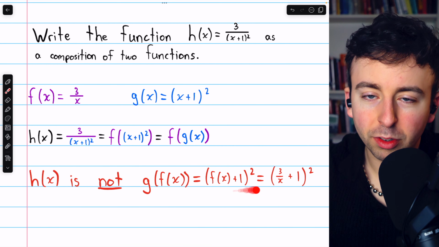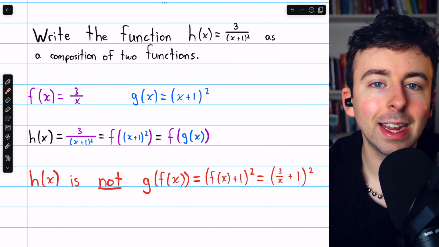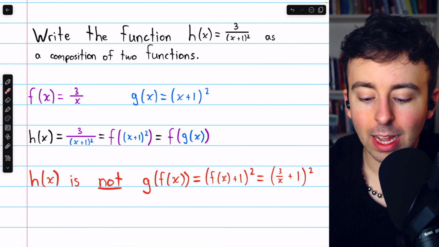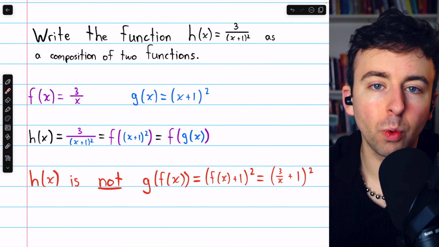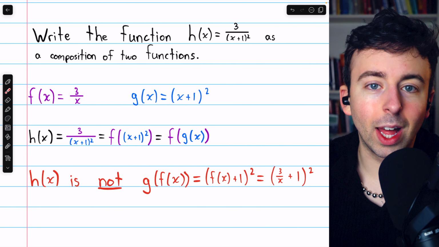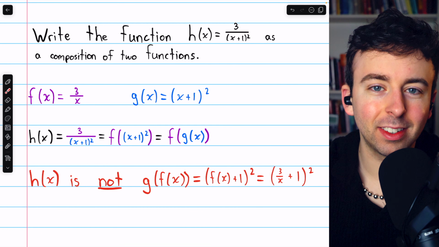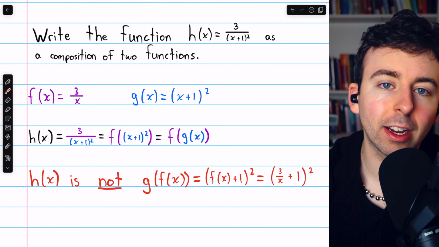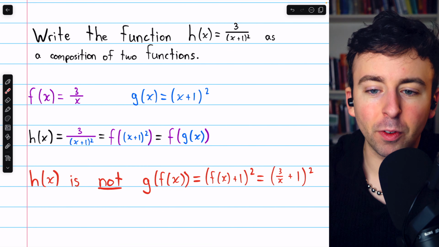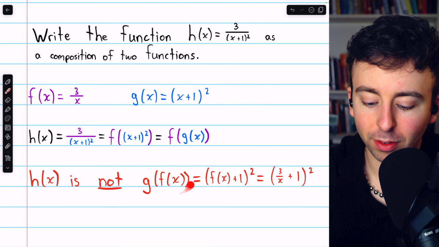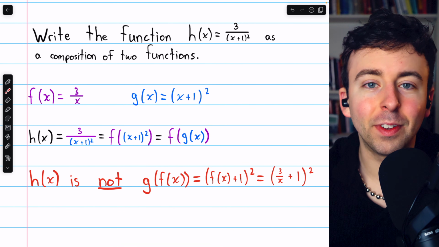I write this out so you can see what it looks like if you pick the wrong inner function. How do I know that (x plus 1) squared is the inner function? Well, it's in the denominator. It's getting multiplied by 3. Stuff is being done to (x plus 1) squared. And if your intuition fails, you can always just check. This is what it looks like if you get it wrong.